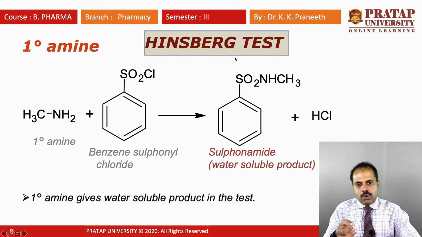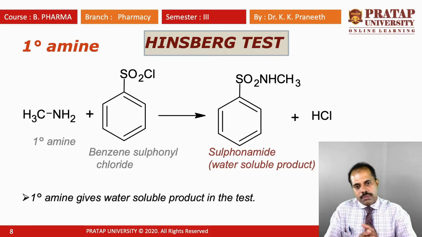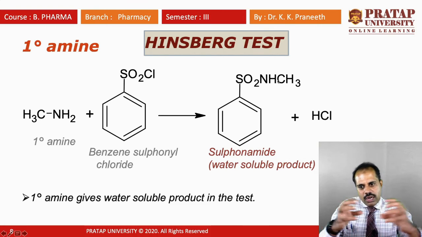This product is water soluble because it has an NH group, right? This NH can hydrogen bond with water, which makes it soluble. Plus HCl, because one hydrogen from the amine and one chloride are gone as HCl, a byproduct. The remaining two parts attach, so CH3NH attaches in the place of chlorine. You can see here benzene SO2NH, one hydrogen is gone, and CH3.